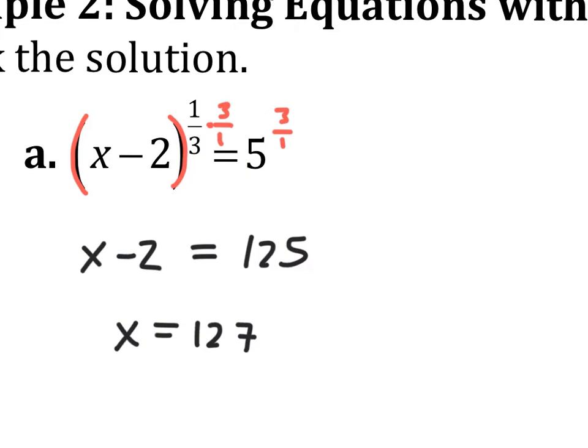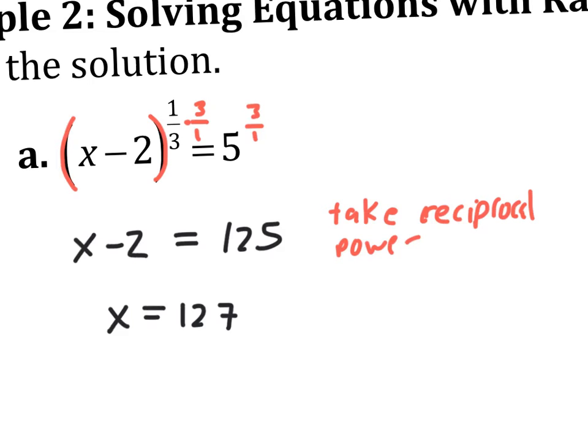So what were my steps here? Number 1, I take the reciprocal power of both sides. Now, that's not always the first step. The first step is getting rid of any addition, subtraction outside, getting rid of multiplication, getting rid of any grouping symbols or exponents. So here we got rid of the exponents first. Then I'm going to work inside the grouping symbol there. Lastly, I added 2 to both sides to get this.